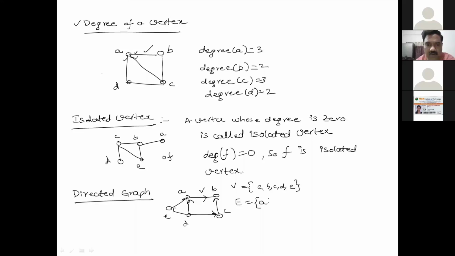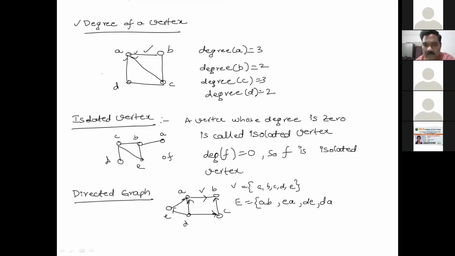Then what are the other edges? EA, DE, DC, and CB. Okay, that's all. How many edges are there? 1, 2, 3, 4, 5, 6. So these are the edges.